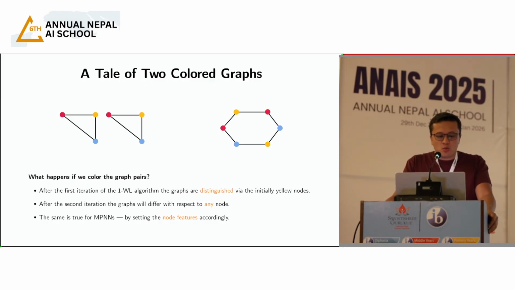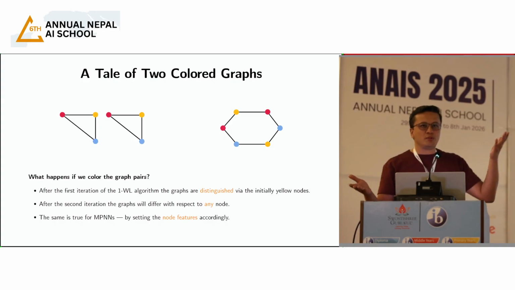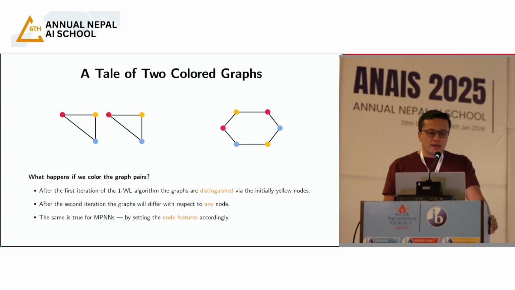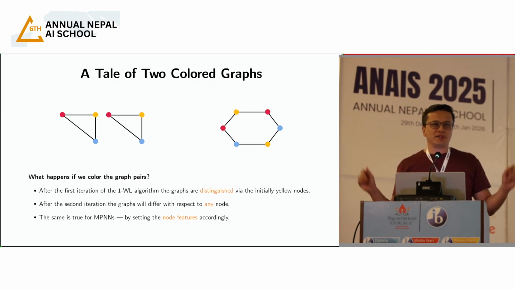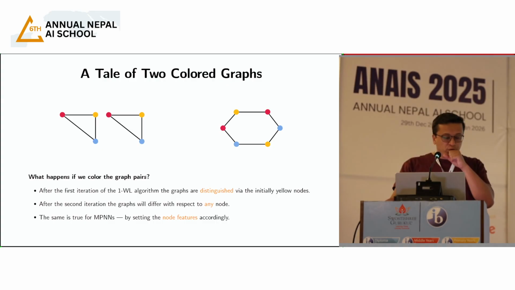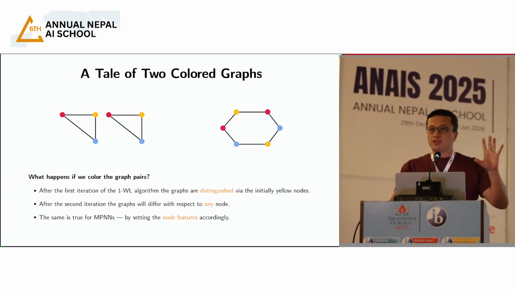The question is, what happens if I had started with some different features? So color I'm using as an abstraction to represent features in this case, right? We already see the analogy between the WL test coloring and the features. This is the analogy here. And now imagine that I have some features that are already a little bit different from one another, not uniform. And you can already see, if I apply the first iteration of the 1WL algorithm, not a message passing neural network at this point, I can already distinguish the graphs through the yellow nodes, right?